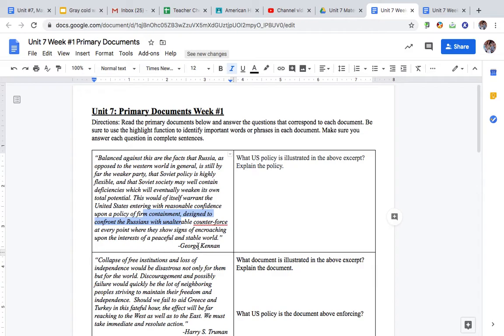Coming from George Kennan. So that name should look familiar. And then the policy is kind of laid out right there for you. So what is the policy? And then explain what do we mean by that? What do we want by that?